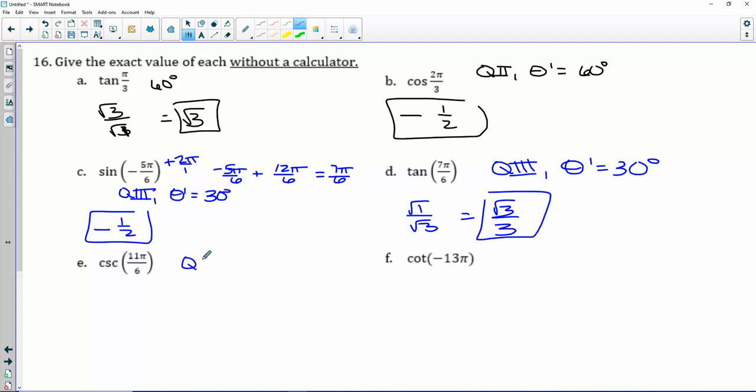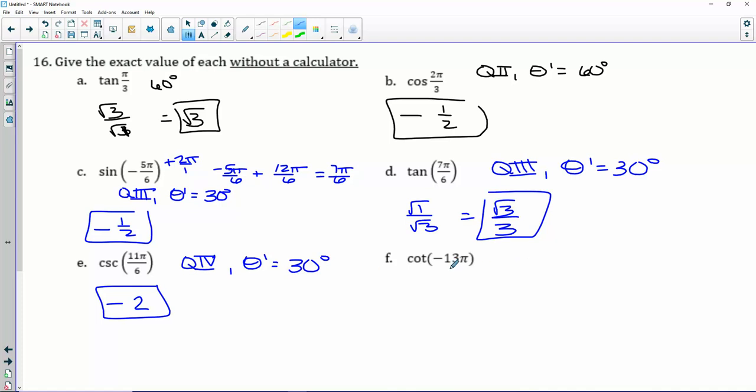What quadrant is that? Reference angle pi over 6 is 30 degrees. In quadrant 4, cosine is positive, so cosecant would be negative. It's a reciprocal of sine. Sine of 30 is 1/2, so cosecant would be 2.